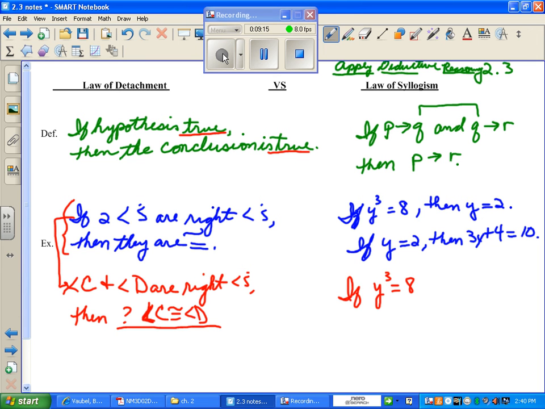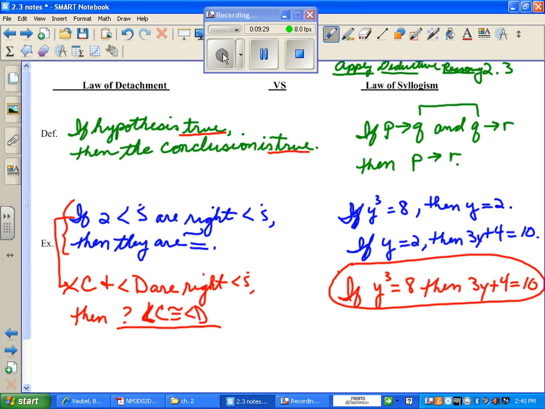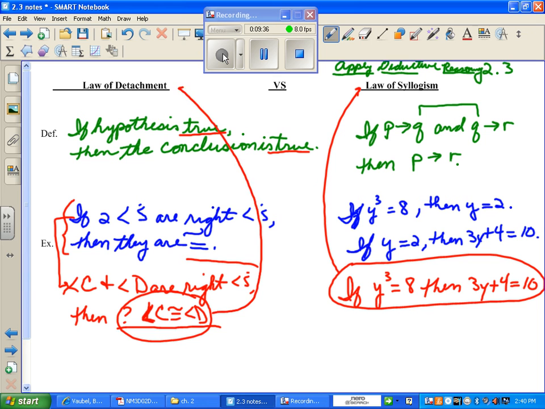And now we're going to say, for our final summary, if y cubed equals 8, then 3y plus 4 equals 10. And this is a true statement due to the law of syllogism. This is what I can conclude due to the law of detachment. Okay, we'll have to practice more of that. Let's go to the back of your sheet, and I'm going to have this being done on part 2.